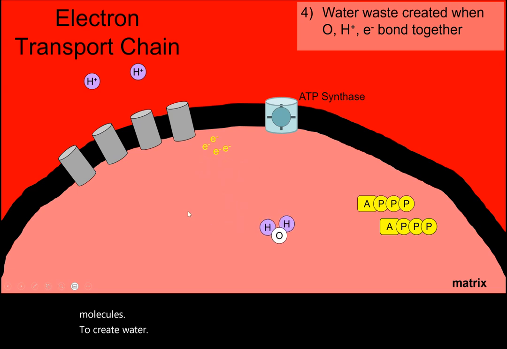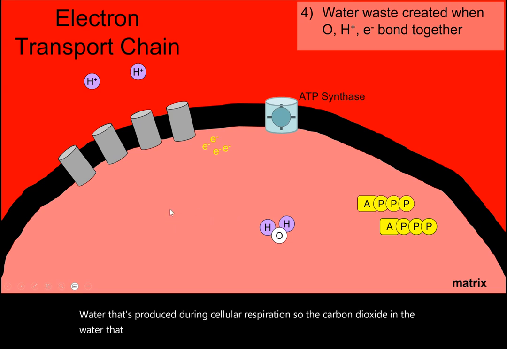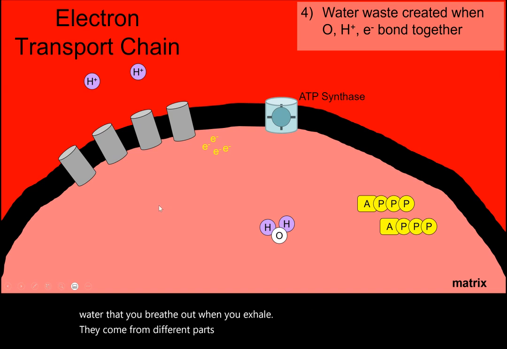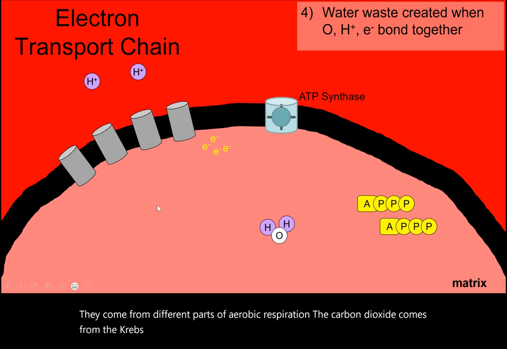So when you breathe out, there's water vapor in that breath. That water is the result of water that's produced during cellular respiration. So the carbon dioxide and the water that you breathe out when you exhale come from different parts of aerobic respiration. The carbon dioxide comes from the Krebs cycle. The water comes from the electron transport chain.